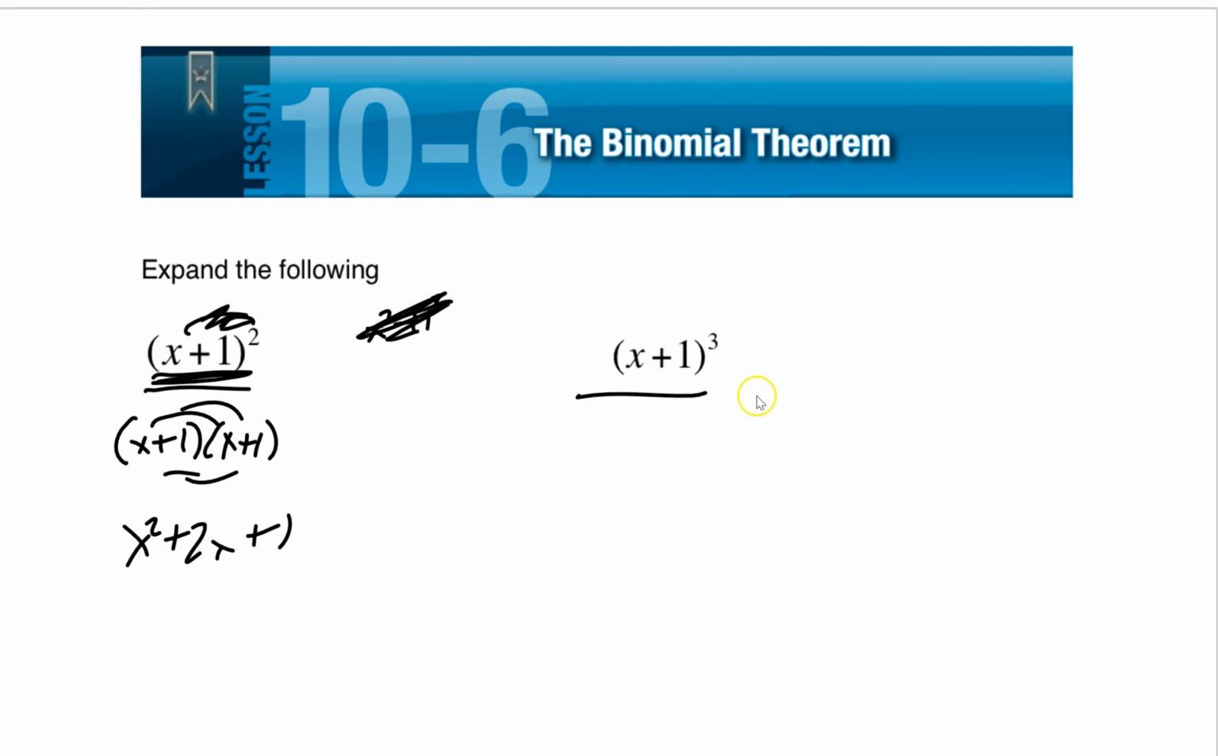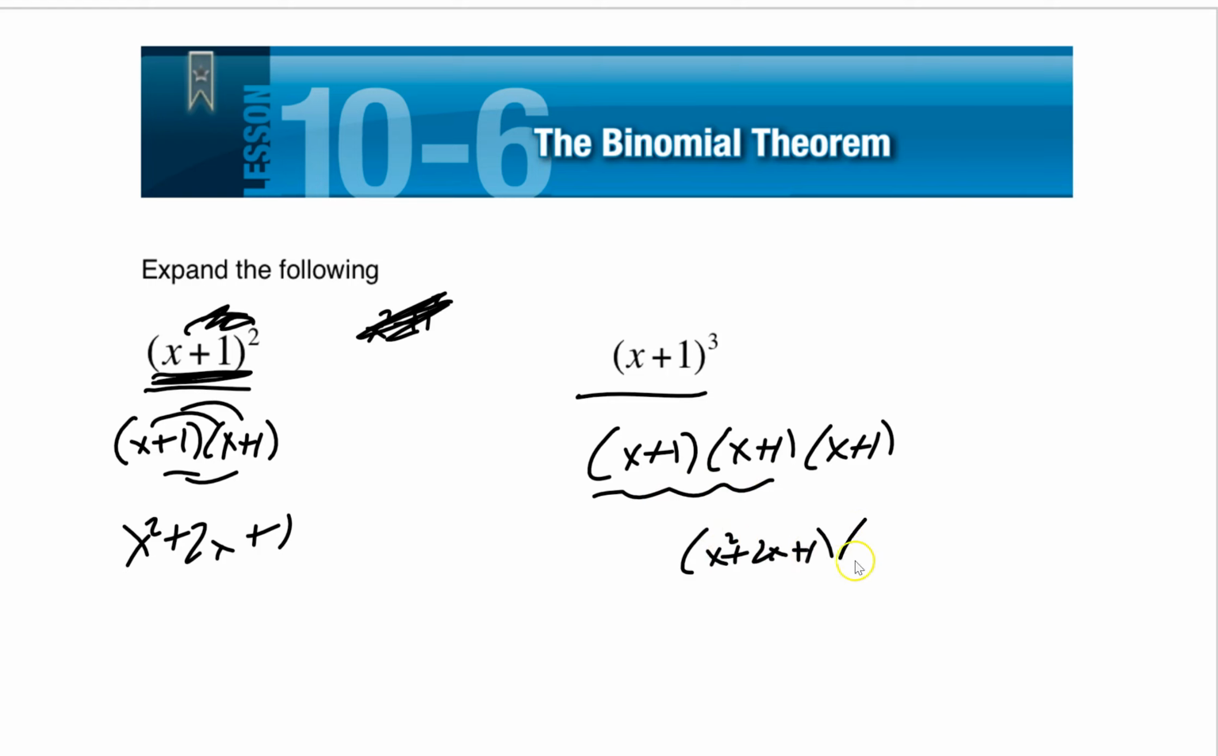Same thing with x plus 1 cubed. It's going to be x plus 1 times x plus 1 times x plus 1. Luckily we know what that is. x squared plus 2x plus 1 times x plus 1. And then from here you can distribute also. So notice it's not going to be x cubed plus 1 cubed. It doesn't work that way.